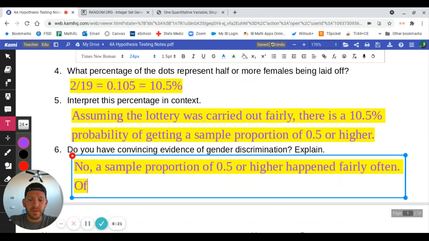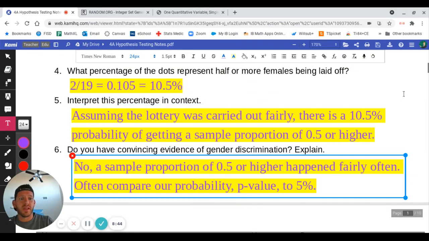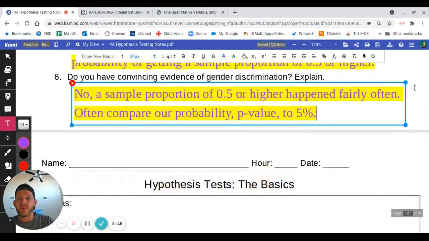And remember, we often compare our probabilities, which we saw in our Parkinson's idea, is that our p-value, we often compare that to 5%. So this is greater than 5%. We've been talking about that magic 5% for a long, long time now. So this is a little above 5%.